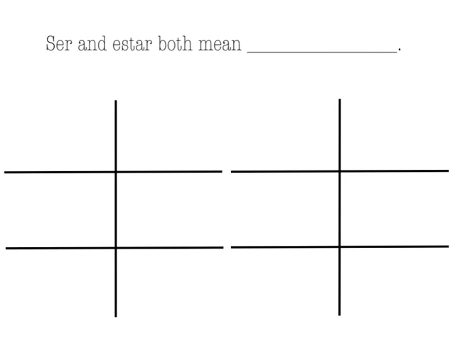Ser and estar both mean to be. And this is why this concept can be a little bit confusing, because in English we only have one word for to be, right? We say I am, you are. But in Spanish, they have two different words for to be, ser and estar.